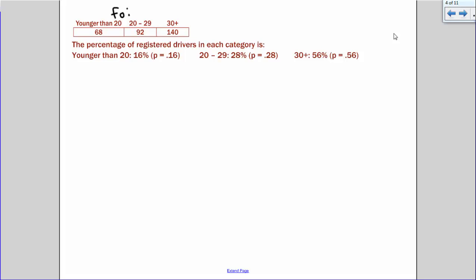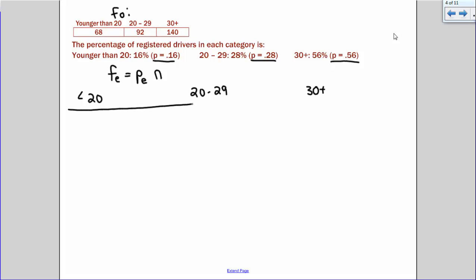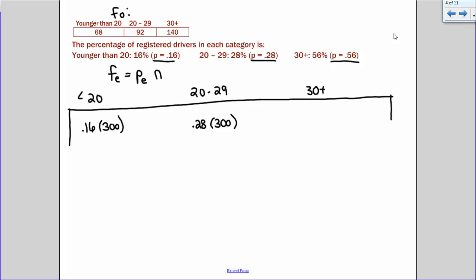All right, so I'm going to go ahead and just use the FE equals PE times N formula. PE stands for the expected proportion under the null hypothesis, which in this case is based on the proportions in the population of registered drivers. So I'm going to go ahead and recreate this table, and I'm going to say, all right, so we have younger than 20, 20 to 29, and 30 plus. So, for the first group here, we have a PE of 0.16 and our sample size is 300. For the second group, my PE is 0.28 times the sample size of 300. And for the last group, my PE is 0.56 times the sample size of 300.